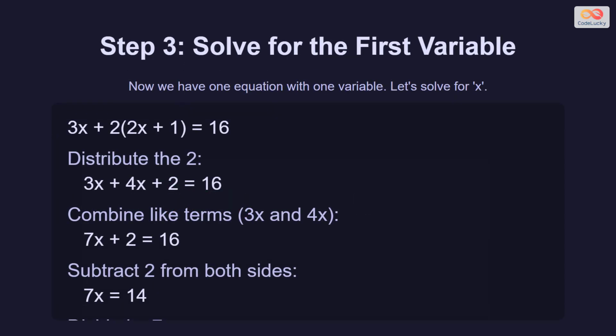With our new equation, we only have one variable, x, so we can solve for it. First, distribute the 2, which gives us 3x plus 4x plus 2 equals 16. Combine the x terms to get 7x plus 2 equals 16. Subtract 2 from both sides, leaving 7x equals 14. Finally, divide by 7, and we find that x equals 2.